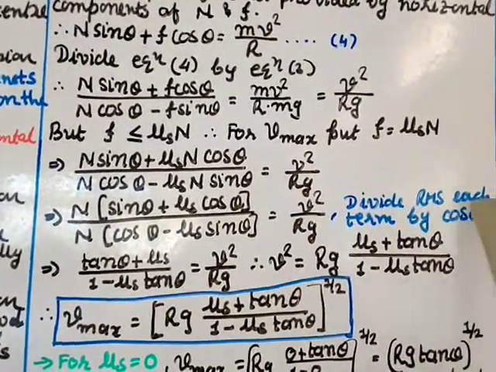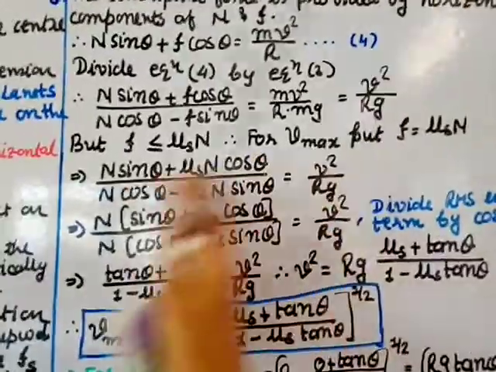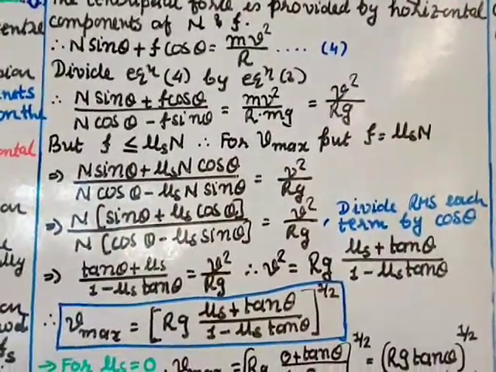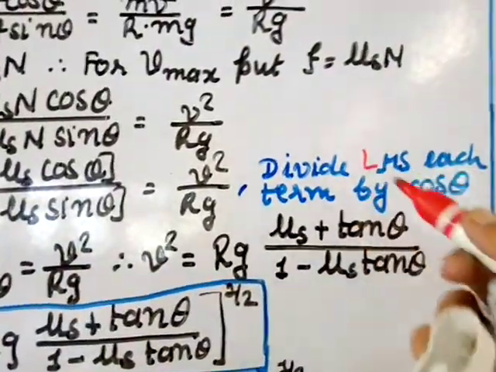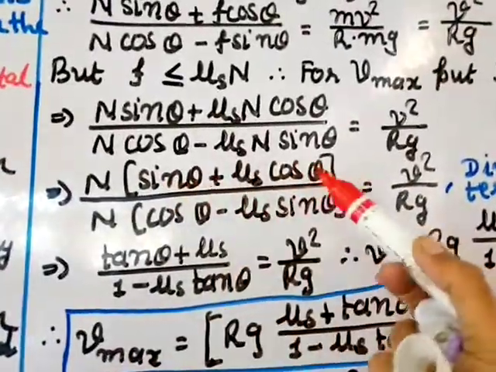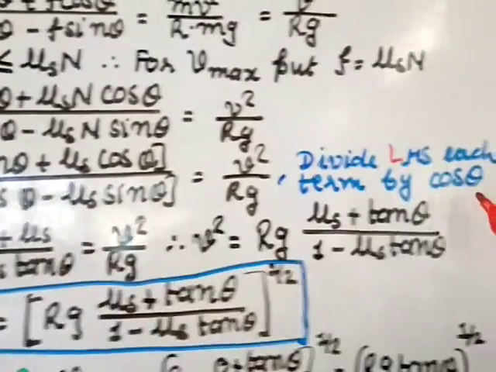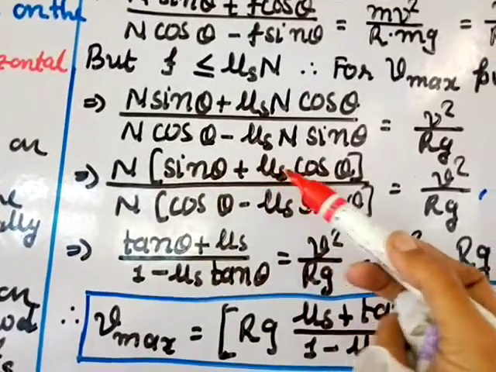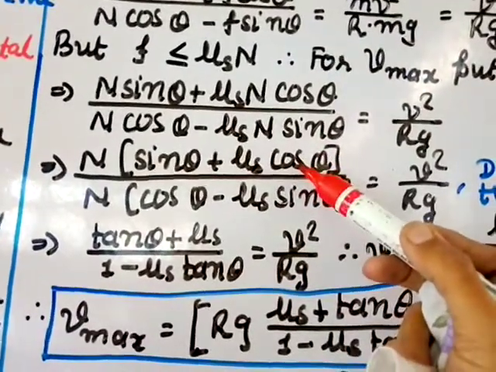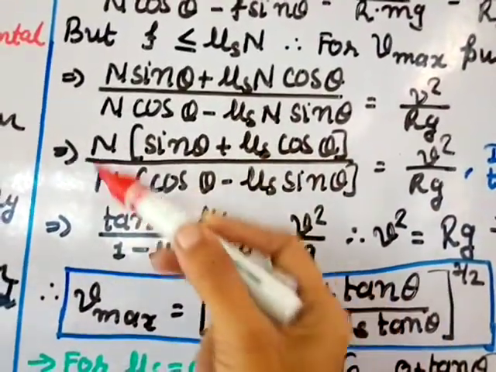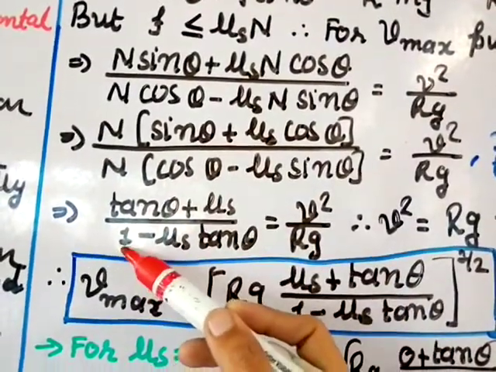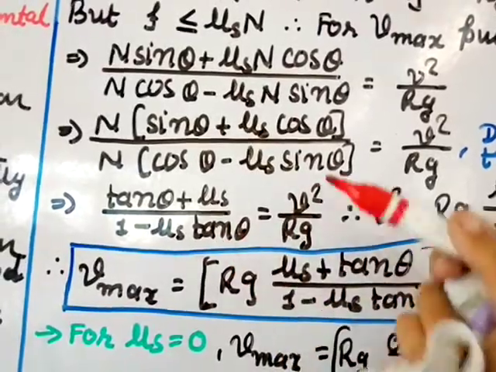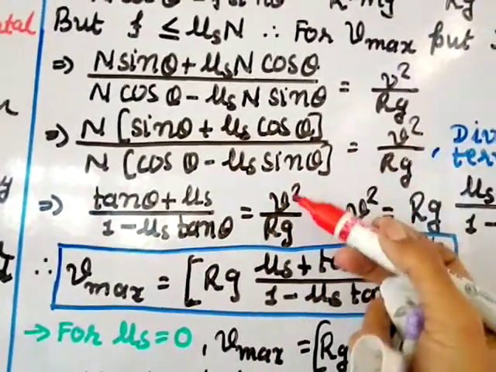Now divide the left hand side each term by cos theta. Let me correct this, it should be the left hand side. So on this left hand side I'll divide by cos theta. The N cancels, so sin by cos gives you tan theta, plus mu s cos theta divided by cos theta, so cos theta cancels and you get mu s. The N is already cancelled, cos theta by cos theta gives you 1, minus mu s sin by cos, which gives you tan theta. Sin by cos is tan, we know that, and this side is v square by rg.